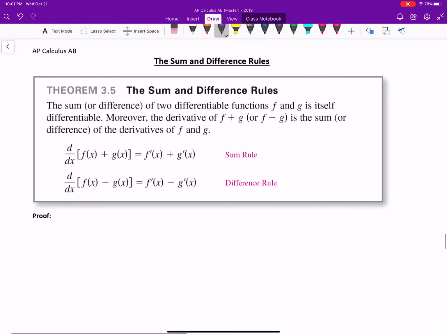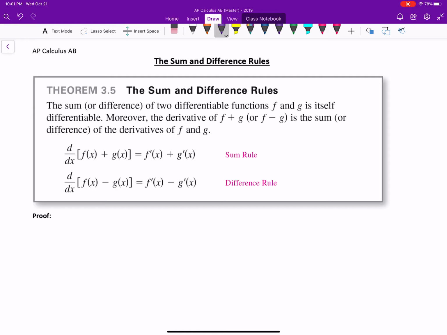For the next one, another common rule. So we're doing both the sum and the difference for this one. The sum and the difference rule is based on the limit rules again. Don't forget derivatives are defined by limits. So the properties that apply to limits also apply to derivatives.